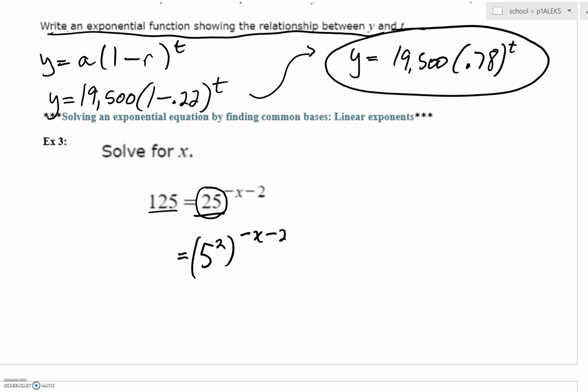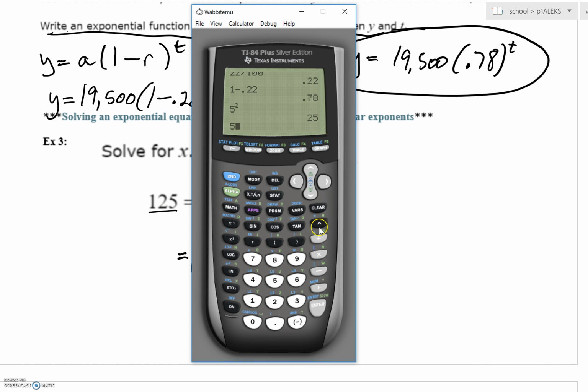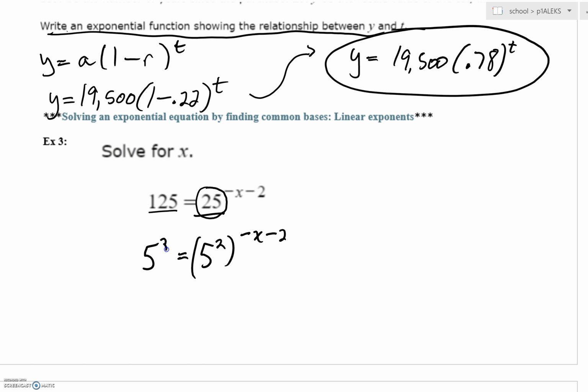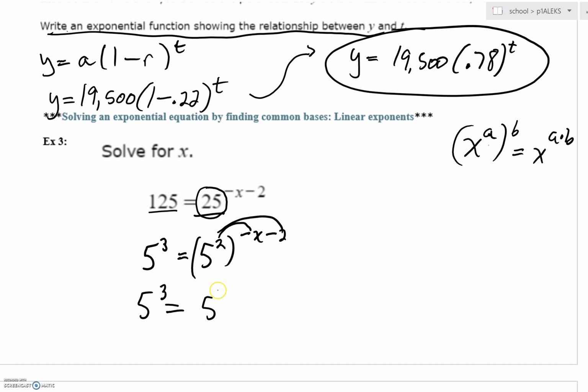125 is actually 5 to a power also. It's really 5 to the third. So I'm going to write this as 5 to the third power. But you might remember the property of exponents. If you have x to the a raised to the b power, that's where we go powers to powers. And we're going to distribute, multiply that 2. 2 times negative x, you'll get a negative 2x. 2 times negative 2, you'd get a minus 4.